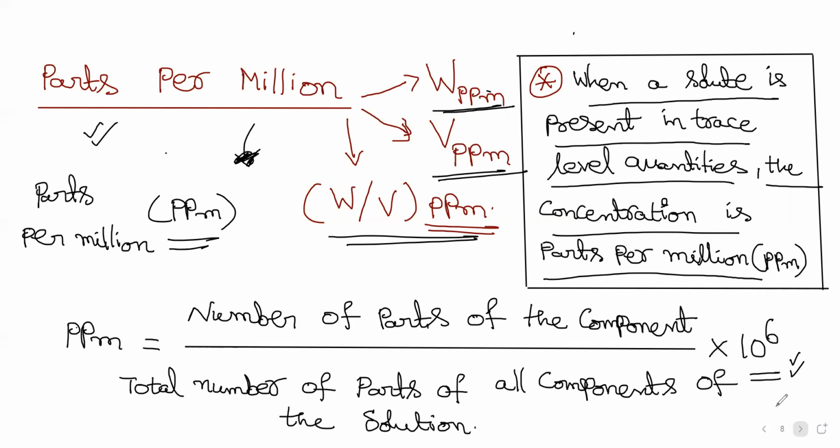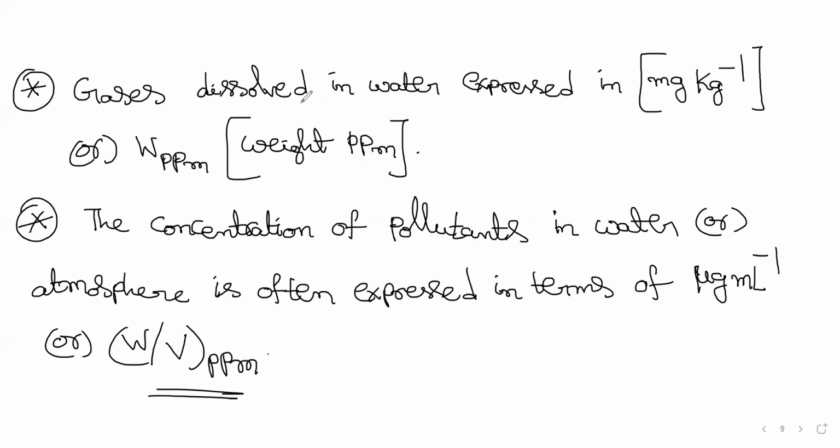So that is the idea. And gas dissolved in water is expressed in mg per kg, inverse. Milligram per kg, that is weight ppm for you. Suppose I have 5 milligrams of something dissolved in 50 kg of something. You have to multiply that by 10 power 6, and that's weight ppm for you.